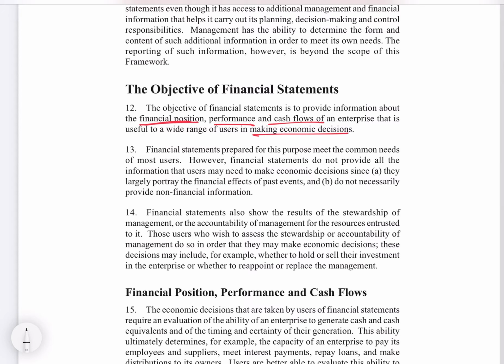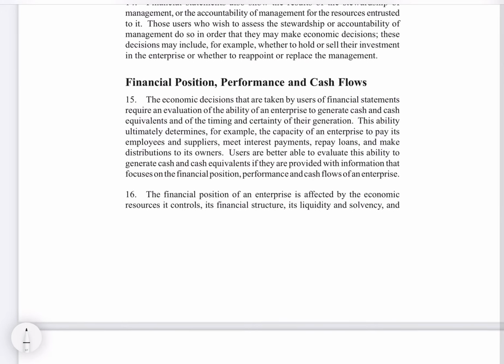So when they say financial position, it is the position of that business on that day or at the end of that accounting period. When we say performance, it is the ability of the company to make profits, or profitability. During the whole period, whatever business they have done, how was their performance, that is to be analyzed. And the cash flows: what are the movements of the cash flows. Okay. So financial position, performance and cash flows.